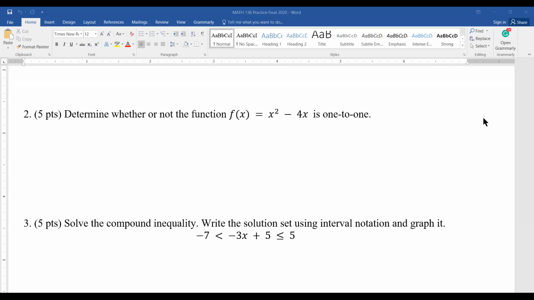It does not pass the horizontal line test. So it would pass the vertical line test, but if I drew in this horizontal line here, we would be crossing that parabola 2 times, so it's not 1-to-1.